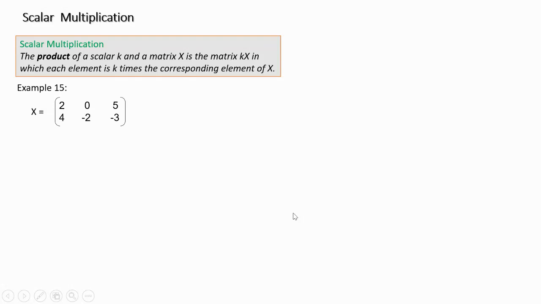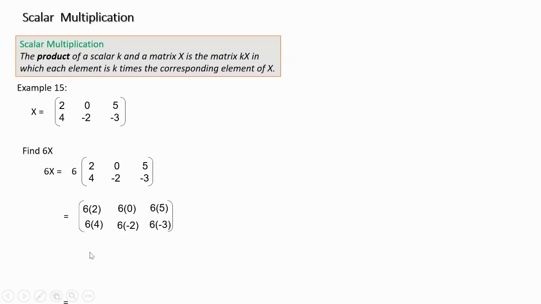Now this is called a scalar. For the scalar, right, it says to find 6 times matrix X. It just means that I'm going to multiply 6 times every element in matrix X. So it's going to be 6 times 2, 6 times 0, 6 times 5, 6 times 4, 6 times negative 2, and 6 times negative 3. So we're going to get 12, 0, 30, 24, negative 12, and negative 18. That's your solution.